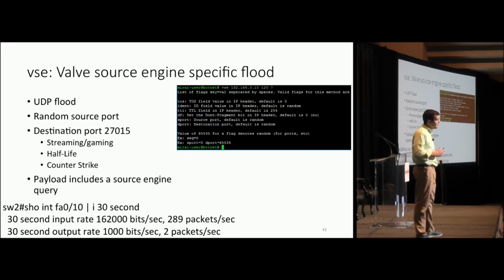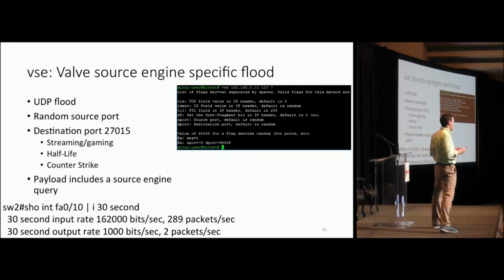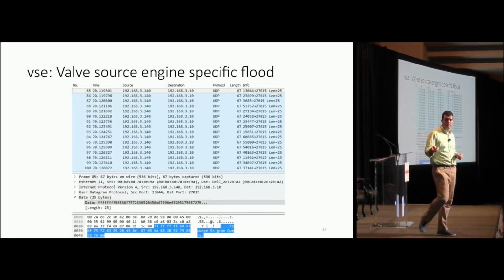So it's probably not something that you can just filter out 27015, because I think that would probably break the games. Here's an example of the Wireshark capture. You can see the query that's included in the payload here.